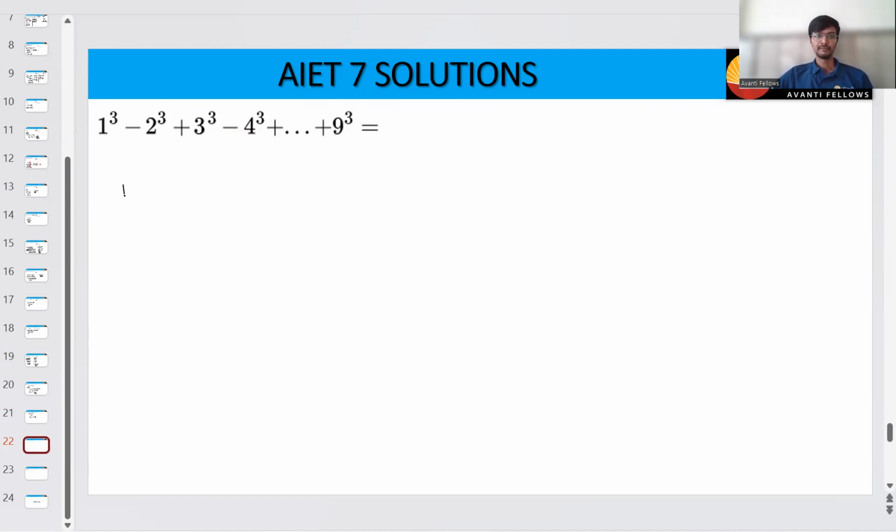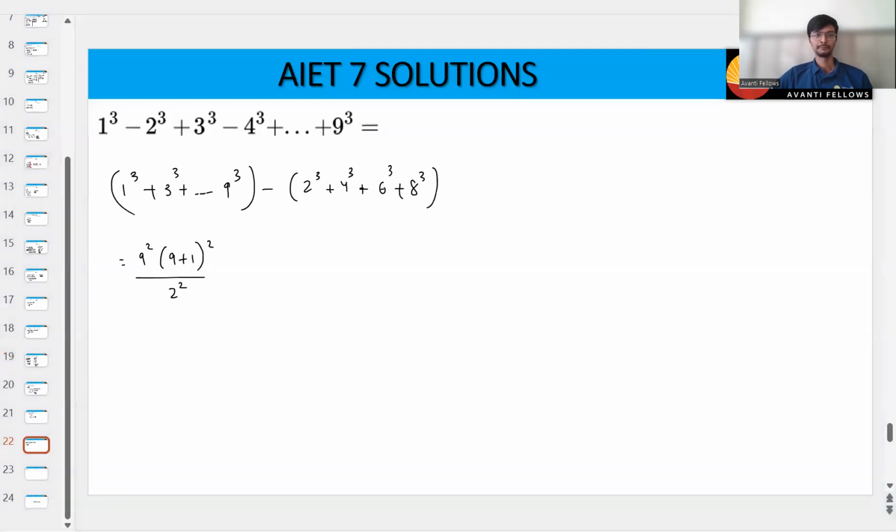Next. 1 cube... Okay. So we can separate out this series. We can write as 1 cube plus 3 cube plus 9 cube minus 2 cube plus 4 cube plus 6 cube plus 8 cube. Now this is the very simple sum of cubes of odd natural numbers, right? Which is n into n plus 1 the whole square by 2. So 9 square into 9 plus 1. We can take 2 cube common. We'll get 1 plus 2 cube plus 3 cube plus 4.